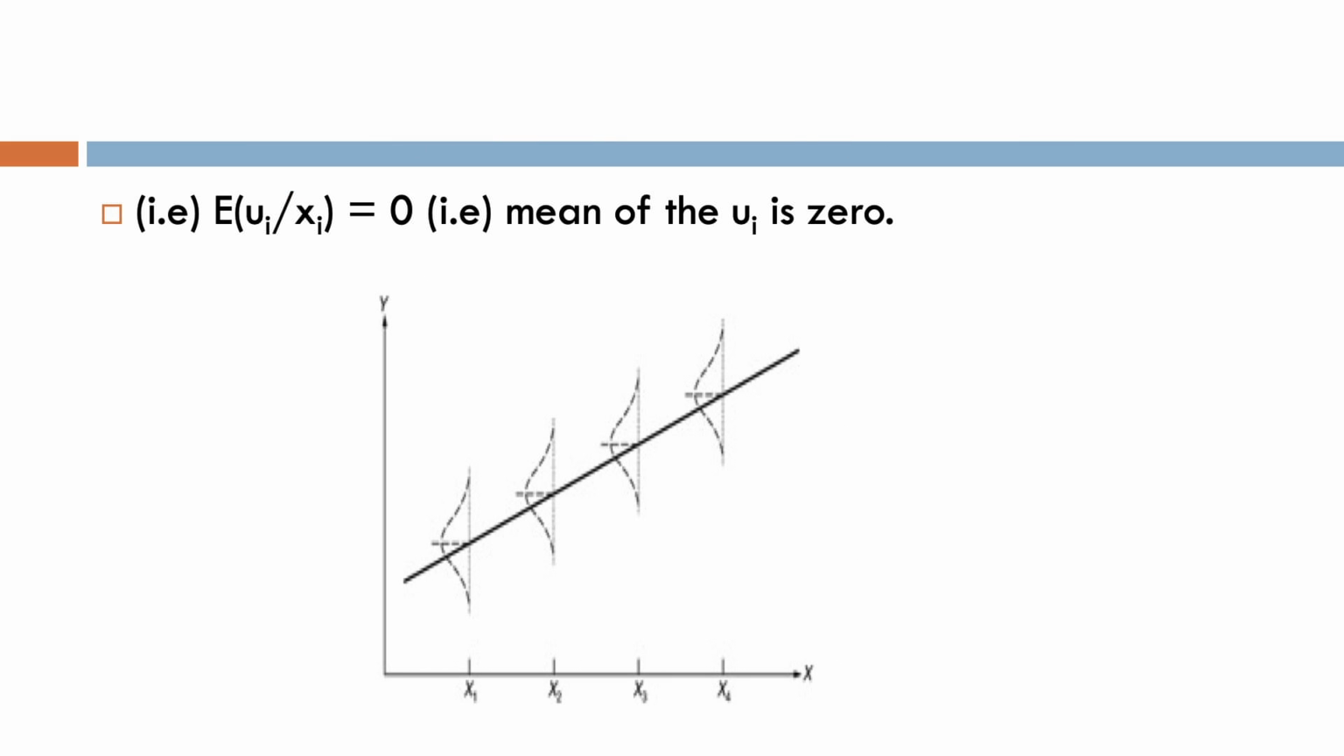So, now expectation of u_i given x_i is equal to 0, that is, mean of the u_i is 0. Let us see the diagram here. In this case, for every observation, the mean or average of the stochastic variable is equal to 0 in the diagram.